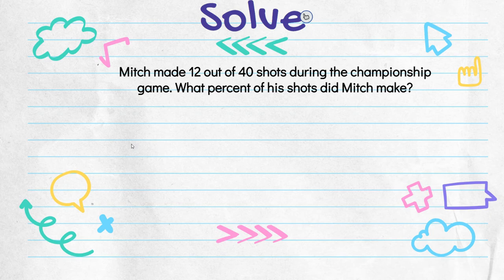Okay. Mitch made 12 out of 40 shots during the championship game. What percent of his shots did Mitch make? So how many shots did he make total? Sorry, let me rephrase it. How many shots did he try total? 40. Okay. So 40 is Mitch's total. And we know that on a percent, 100 is the total. And since 100 goes on the bottom, Mitch's total needs to go on the bottom.